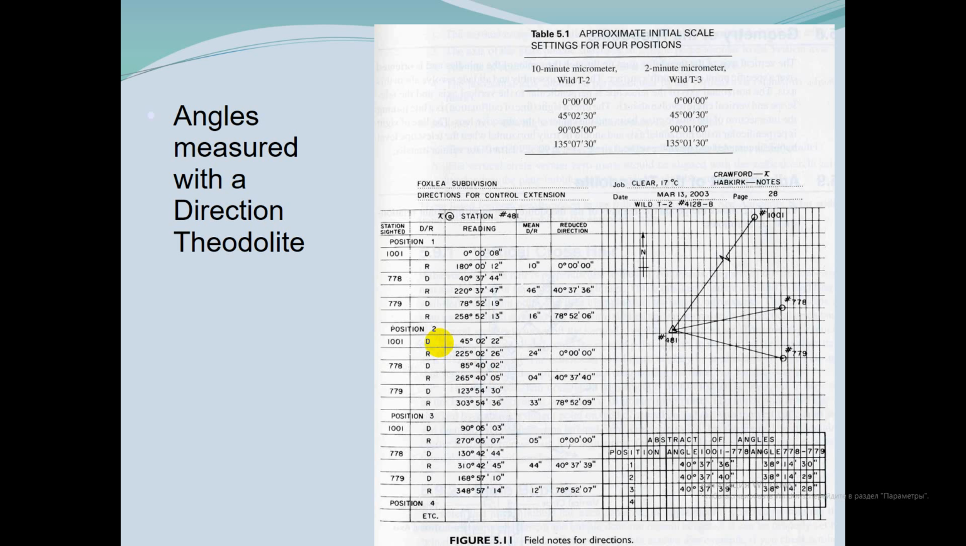Angles measured with a direction theodolite. This is an example of field notes for directions. How to measure it?